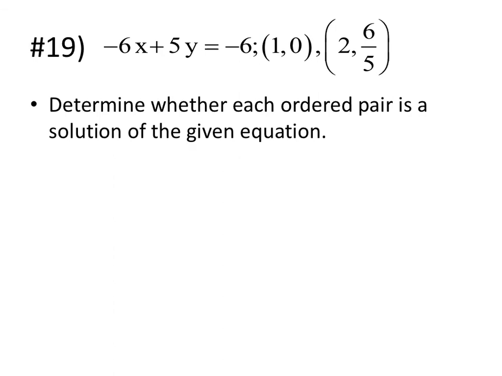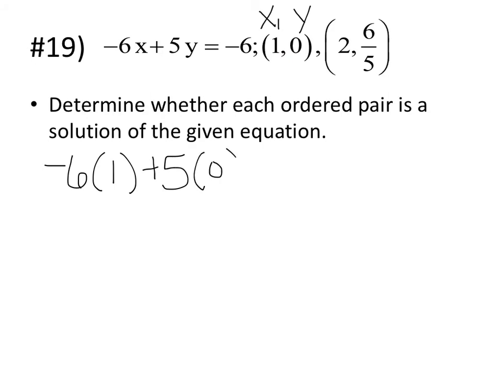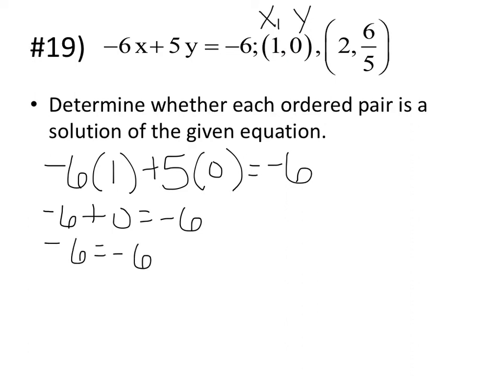Alright, so the first one we're going to try is this 1, 0. So we're going to do x, y. Everywhere there's an x, I'm going to put a 1. Everywhere there's a y, I'm going to put a 0. So I have negative 6x, in this case x is 1, plus 5y, in this case y is 0, is equal to negative 6. Negative 6 times 1 is negative 6, plus 5 times 0 is 0, is equal to negative 6. So negative 6 is equal to negative 6. Yep, that's right. So this one is yes.